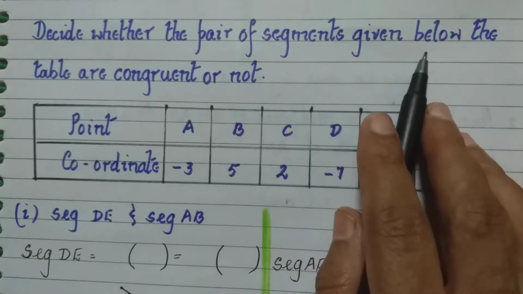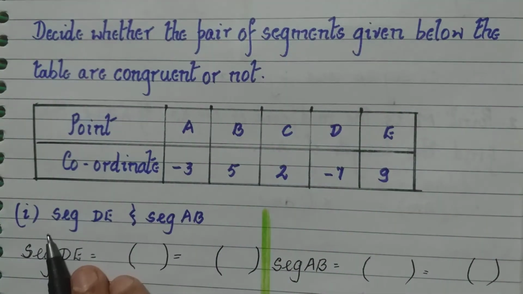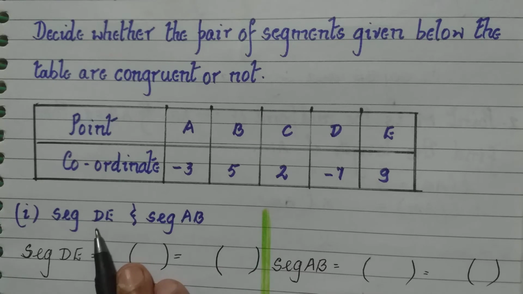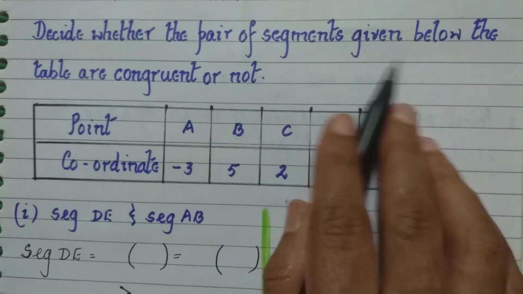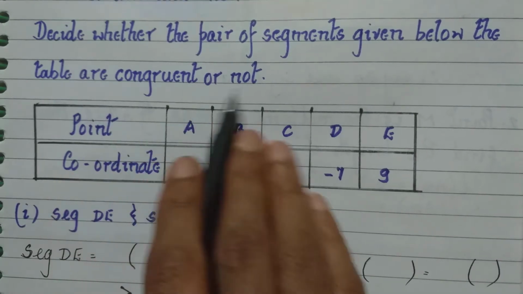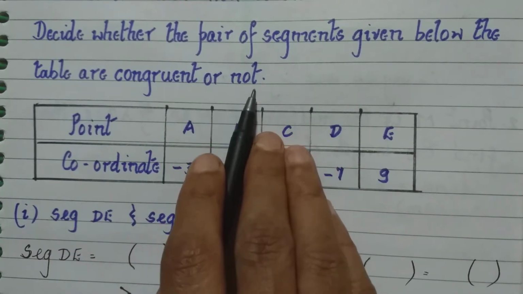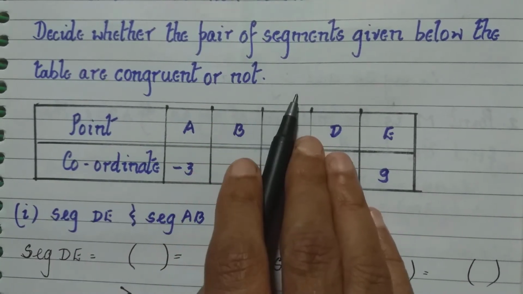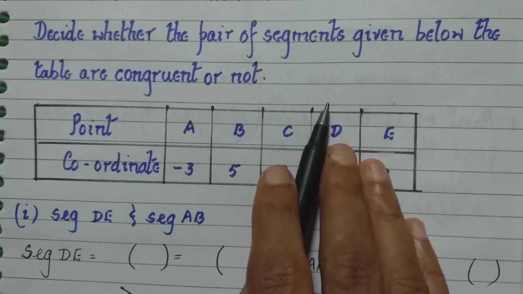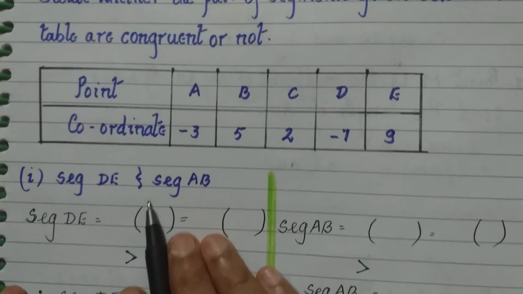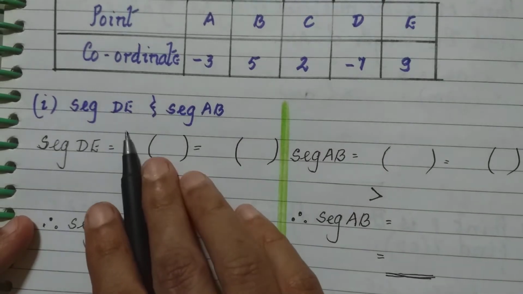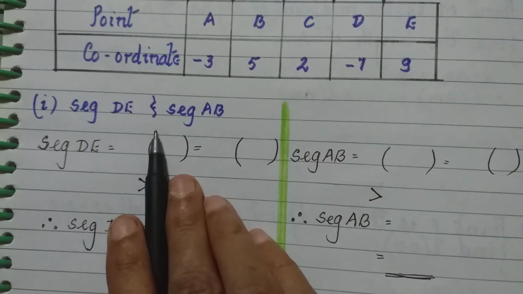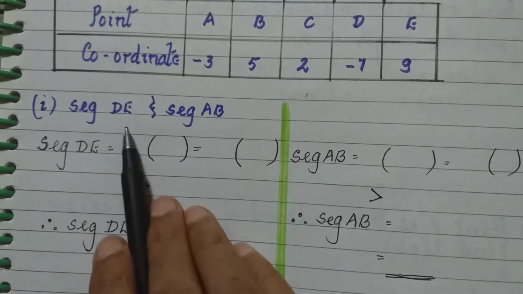We have to decide whether the pair of segments given, like in the first sub question, segment DE and segment AB, are congruent or not. Just now we learned that two segments are congruent if their lengths are the same. So we will find the lengths of each of them and then we will see whether they are congruent or not. So first we take segment DE and segment AB.